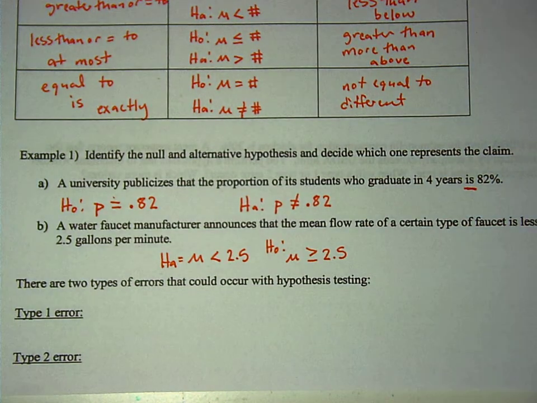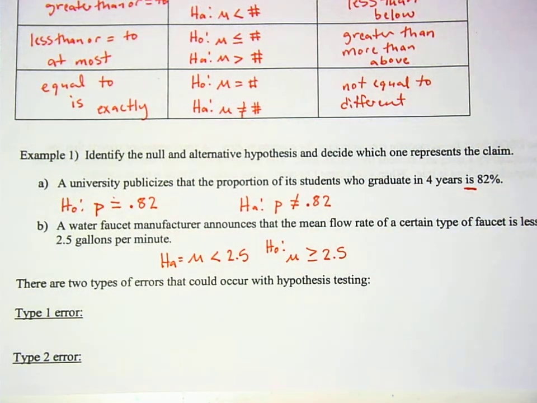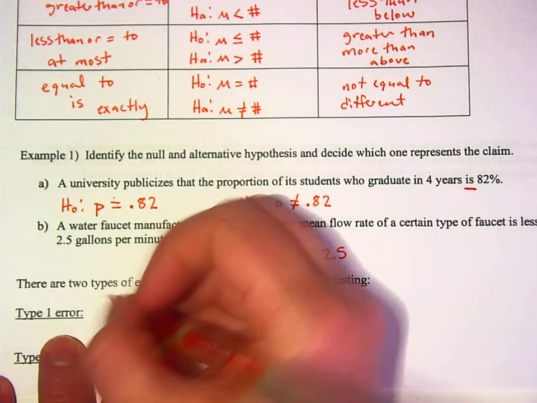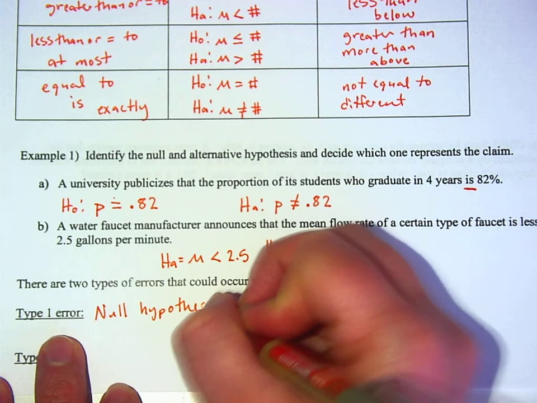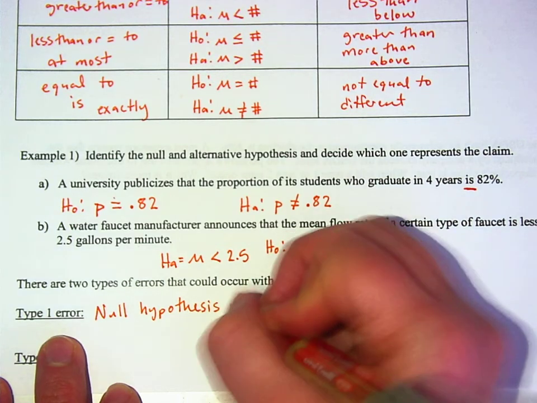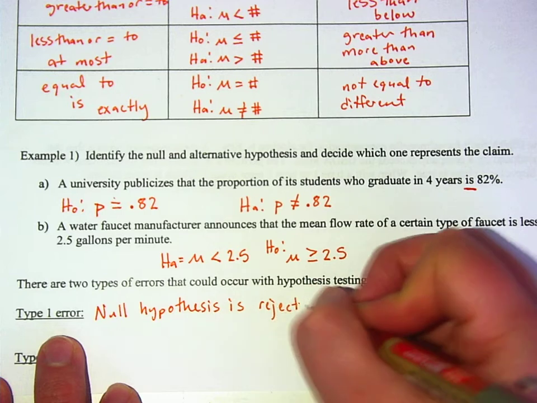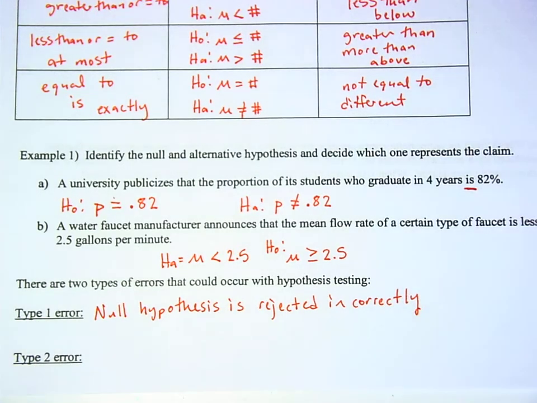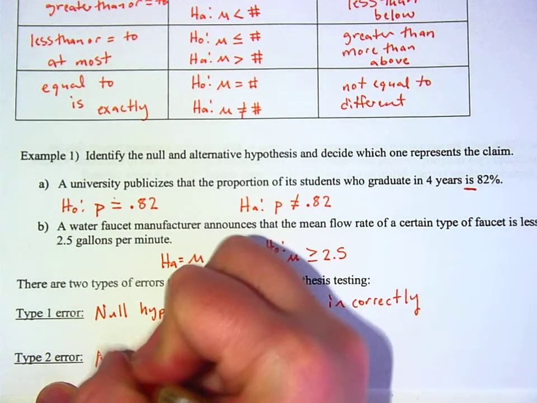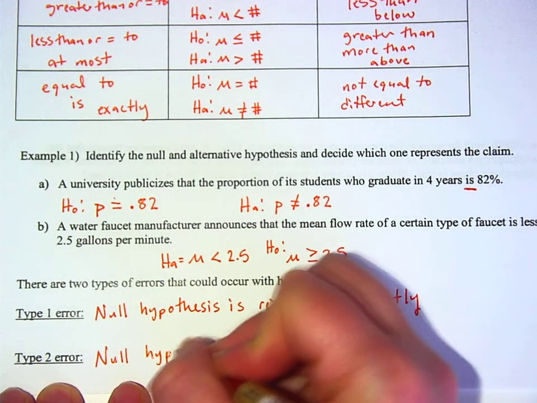Okay. Now there are two types of errors that can come with hypothesis testing. A type 1 error is that the null hypothesis is rejected incorrectly. And a type 2 error is when the null hypothesis is accepted incorrectly.